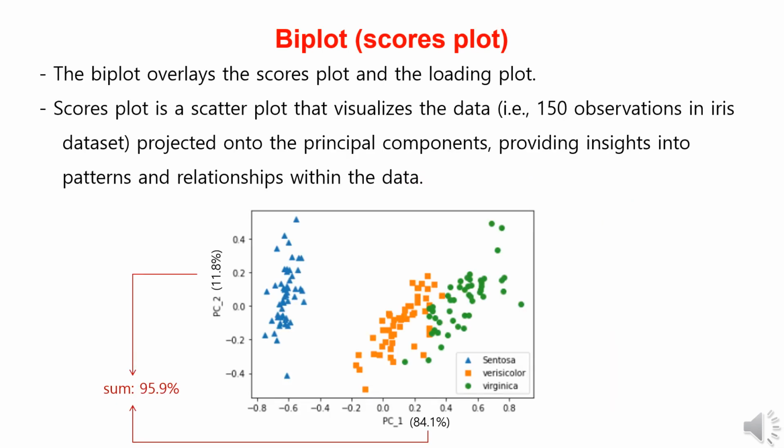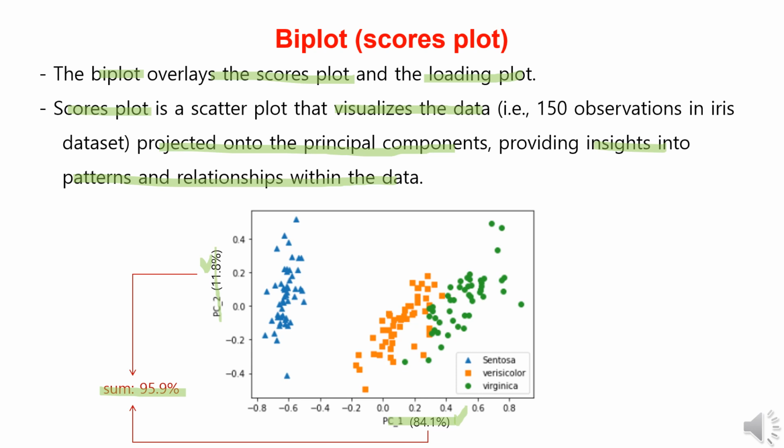In Principal Component Analysis, the biplot overlaps the score plot and the loading plot. Firstly, the score plot allows us to visualize all the data points projected onto the selected principal components, providing insights into patterns and relationships within the data. Specifically, it displays the proportion of total variance represented by each principal component on the x and y axes. In this case, the first 2 principal components preserve 95.9% of the variance, with contributions of 84.1% and 11.8% respectively.